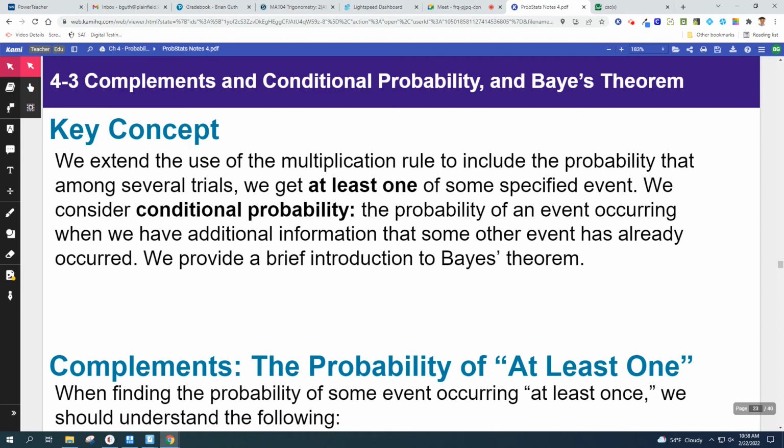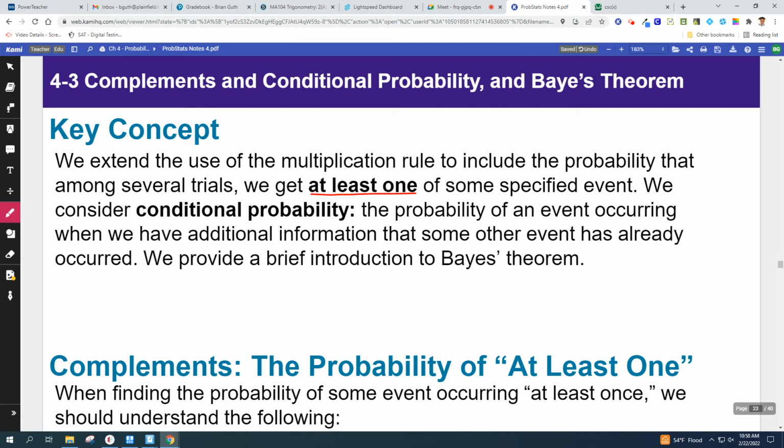4.3, complements and conditional probability and Bayes' theorem. Key concepts as we extend the use of the multiplication rule to include the probability that among several trials we'll get at least one of some specified event. So at least one is going to be kind of a focus.